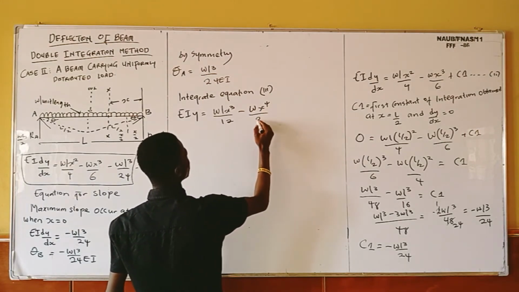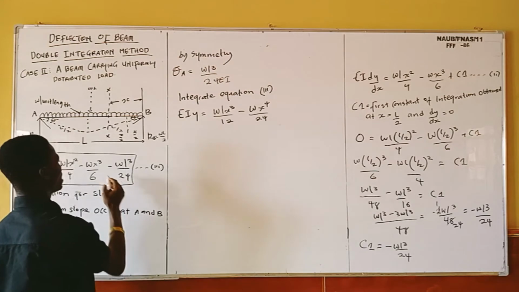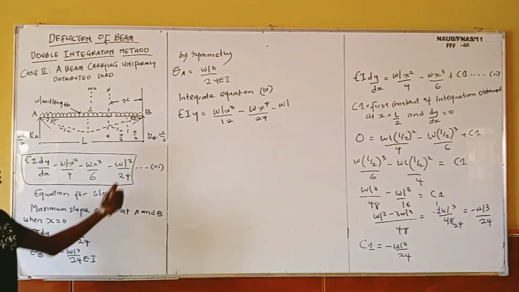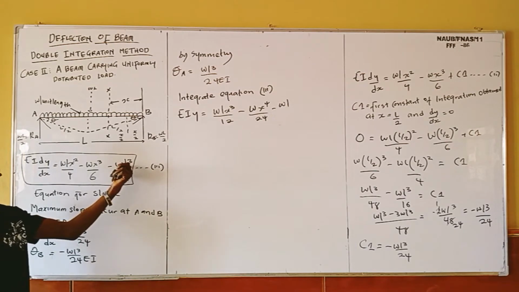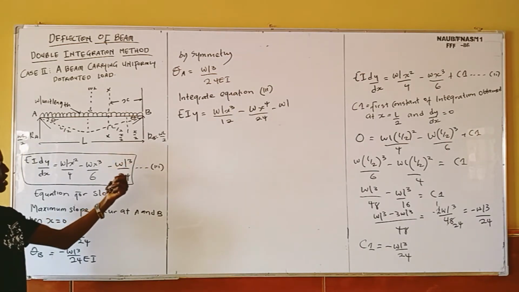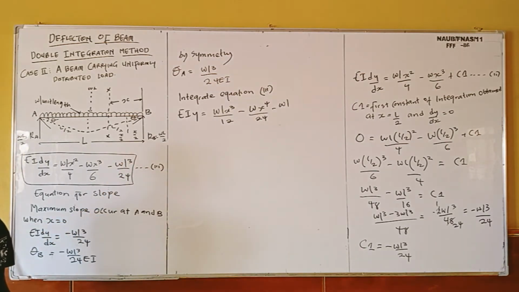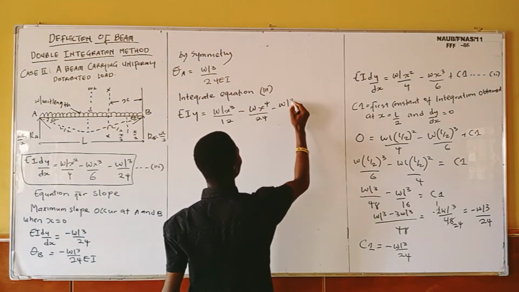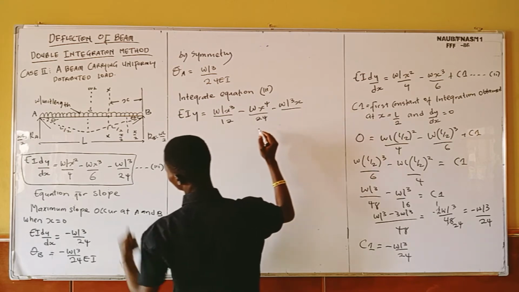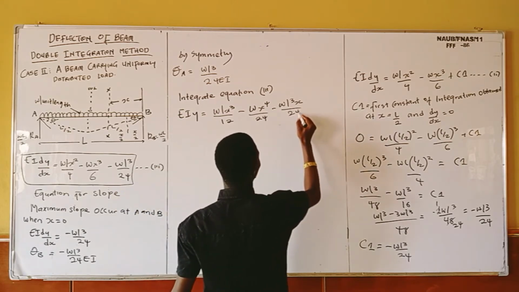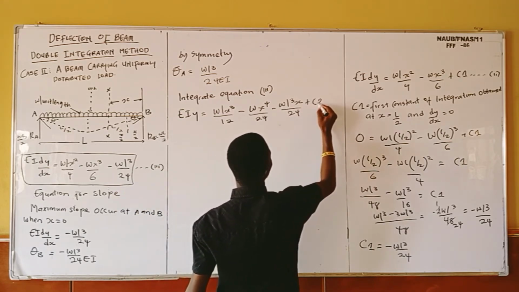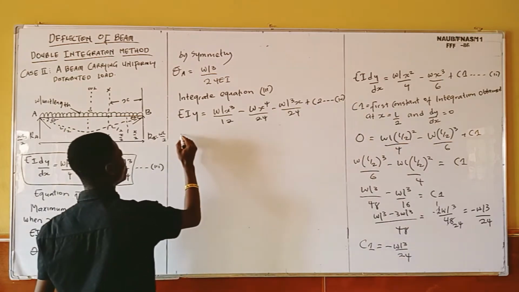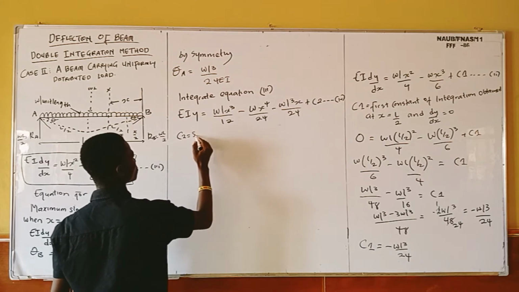WX⁴ over 24 minus WL³ over 24. As you can see, we don't have x as a variable here, so WL³ over 24 is a constant. So we are now going to introduce the integration, WL³x over 24 plus C2. This is equation 4.